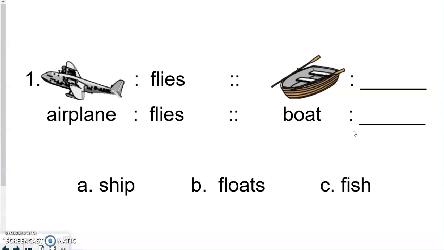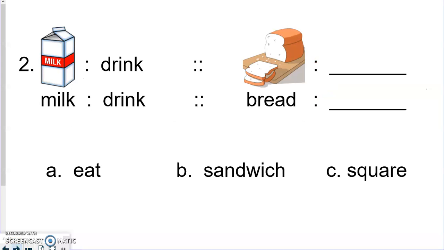So show me with your fingers what you're thinking. Show me a 1 for A, a 2 for B, or a 3 for C. All right, I hope you're showing me a 2 for letter B, floats, because that's the correct answer. So an airplane flies and a boat floats. That is their jobs. Let's look at another one.